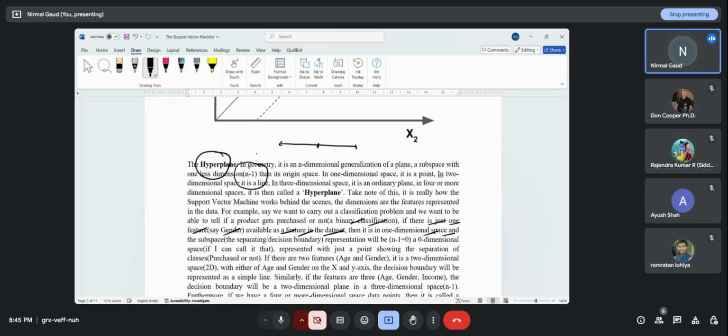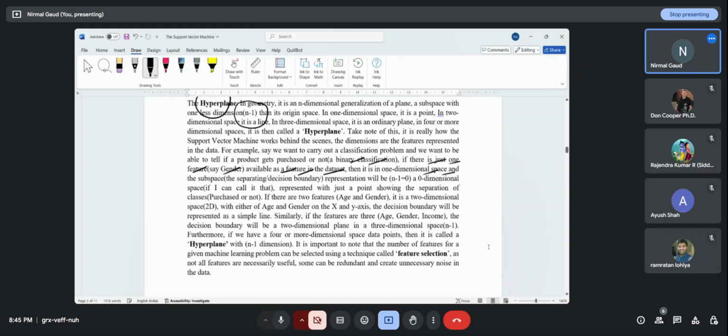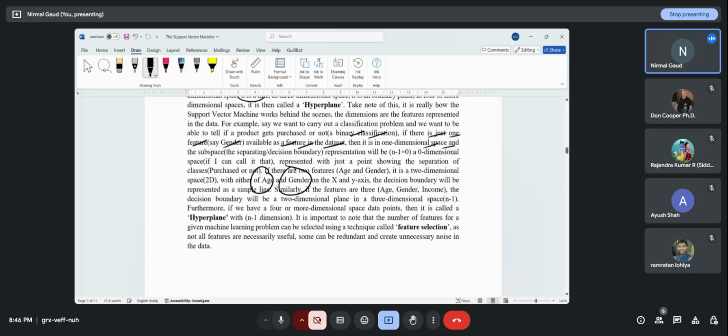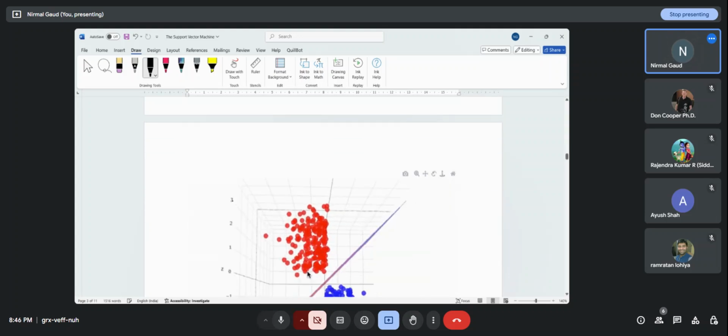In two dimensional data, a line is used to separate. In my yesterday's class, I explained everything. Okay, so all these things are written here. If you have age and gender, no worry. Plot them on x and y axis, and you can make a line to separate between the labels. Okay, fine. So that's about hyperplane.